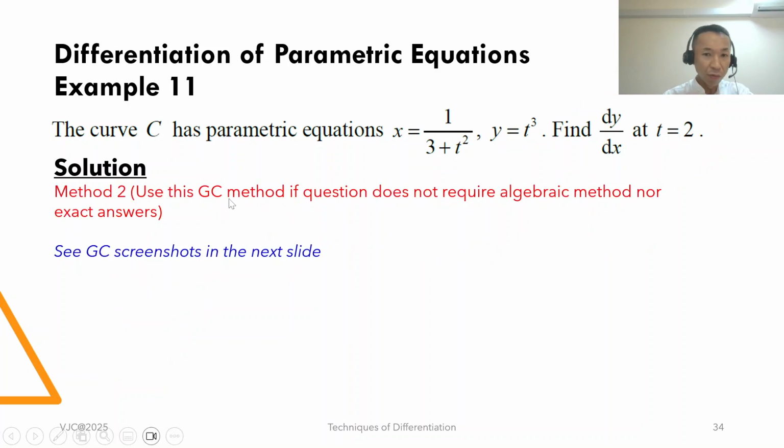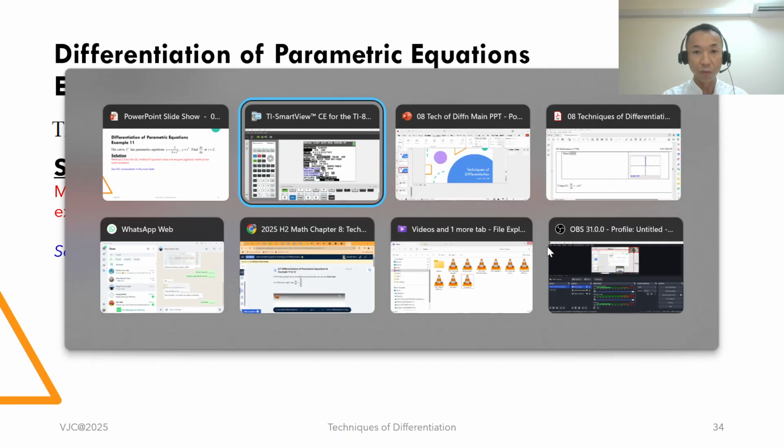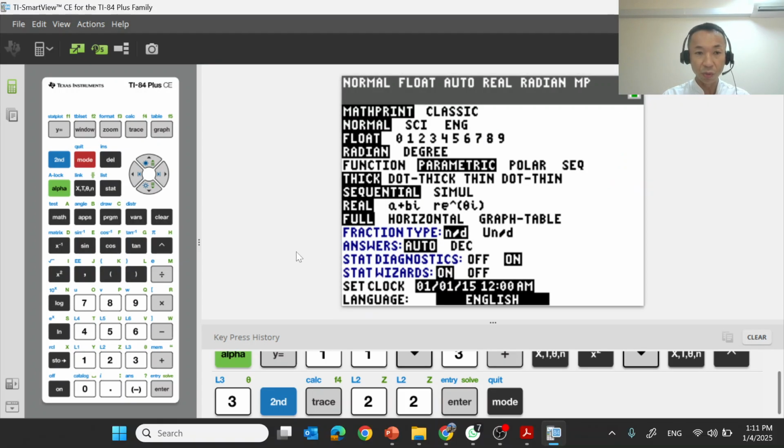If you are not required to give an exact answer or use an algebraic way, all I need to do is to go to the GC. Let me very quickly show you. First step, go to mode, and then change to parametric mode. Press enter. And you go to y equals.